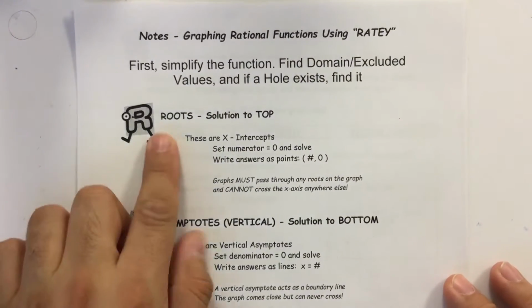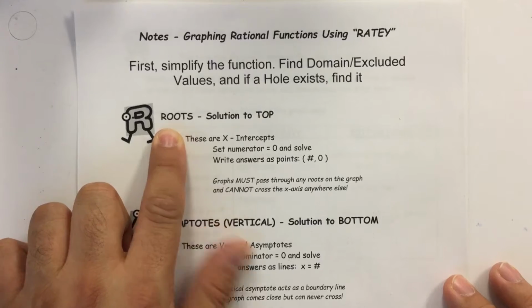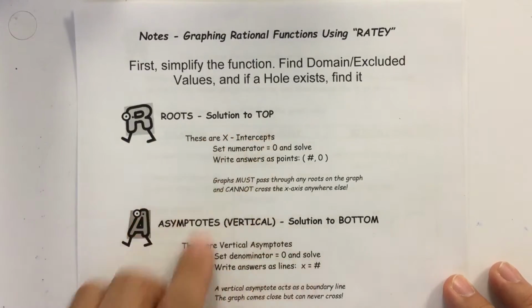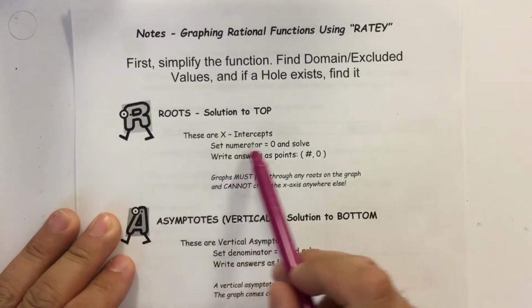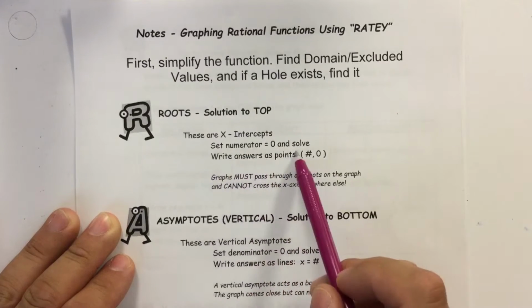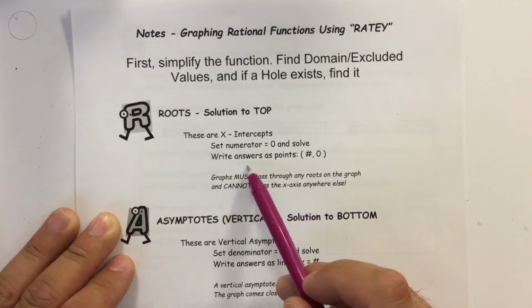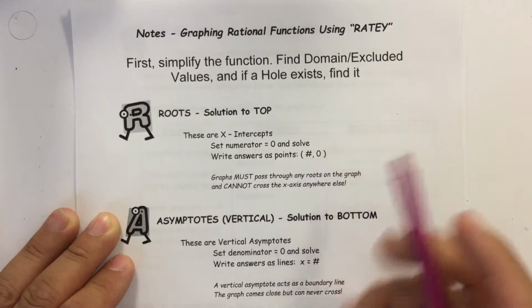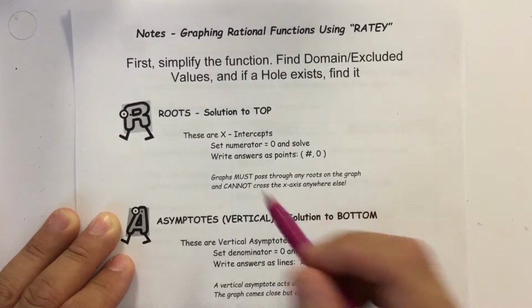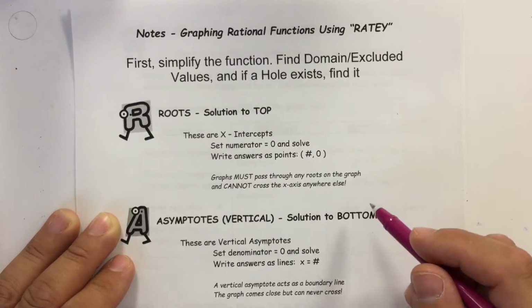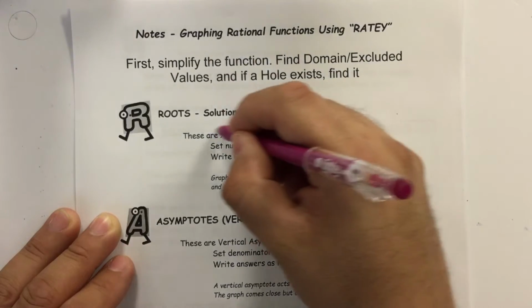The first R stands for roots. The solutions are on the top. Right here it says, these are the x-intercepts: set the numerator equal to 0 and solve. Write the answers as points, number, comma, 0. So your roots come from the top, okay? You need to know this part right here.